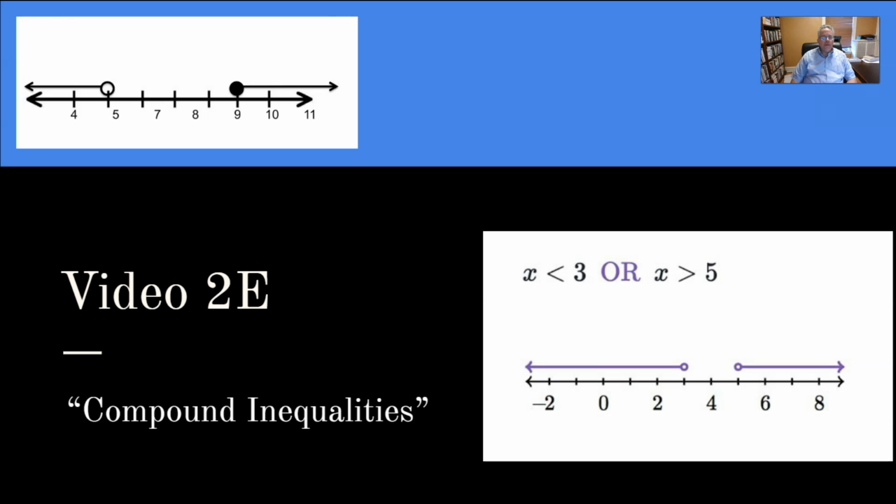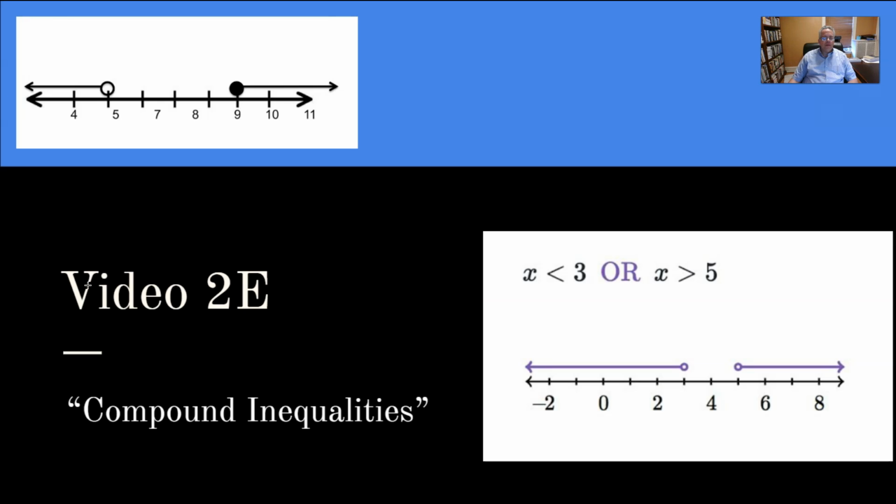In this video, we'll be talking about compound inequalities. Compound inequalities are just inequalities that are built from two or more simpler inequalities. Like in this diagram here, we have x is less than 3. That's represented by the arrow on the left. We have x is greater than 5. That's represented by the arrow on the right. And we're simply putting these together in one graph. It's a compound inequality made from two simple inequalities.